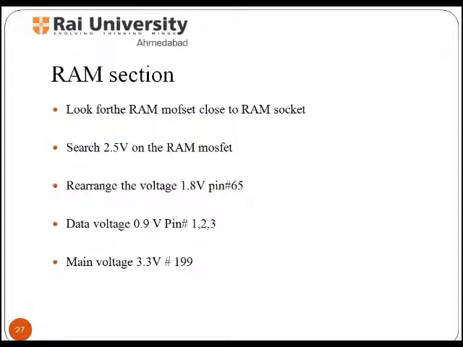If we have a look at the RAM section, the random access memory module, you will find the RAM MOSFET near the RAM socket with pin numbers mentioned on it. Now search for 2.5 volt on the RAM MOSFET. The next step is to check the voltage on pin number 65. Search for data voltage and main voltage on the respective pins.